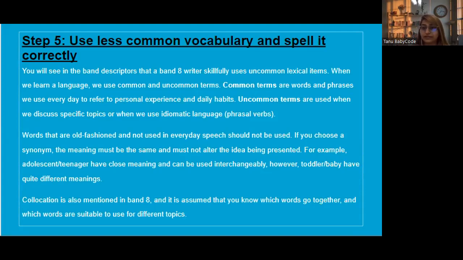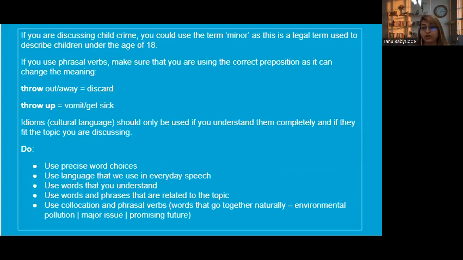Collocation is also there in band 8, and it is assumed that you know which words go together and which words are suitable to use for different topics. So please use them. I'm going to come up with a session on collocations later on so that you will understand. Now, suppose you are discussing child crime, you can use the term minor, as this is a legal term used to describe children under the age of 18, right?